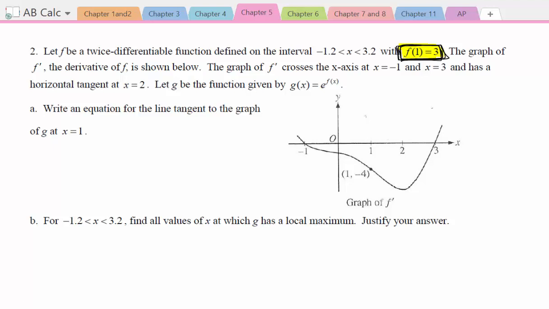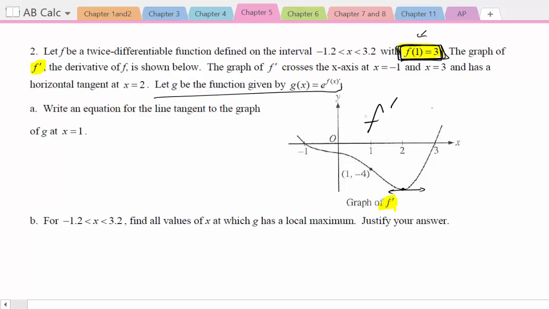Also, I read this and I see the graph of f prime is shown. So I'm going to write that again so I understand that this is f prime, not f. So I only have one point on the graph of f, but I have an entire graph of f prime. F prime crosses the x-axis at -1 and 3 and has a horizontal tangent at x equals 2. So that means here it would have a horizontal tangent.